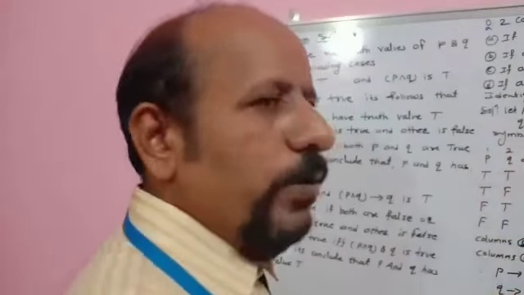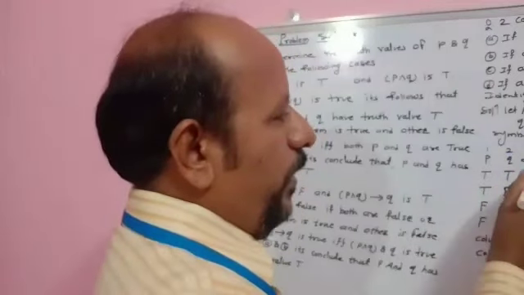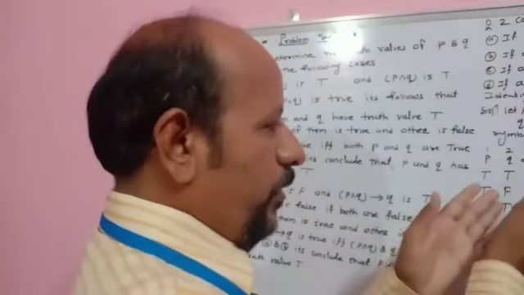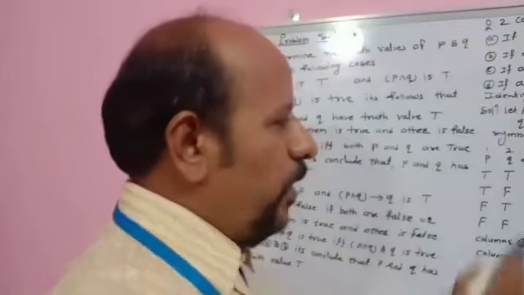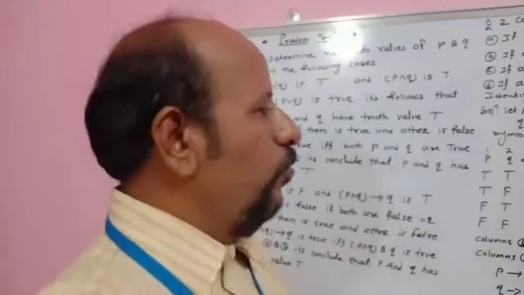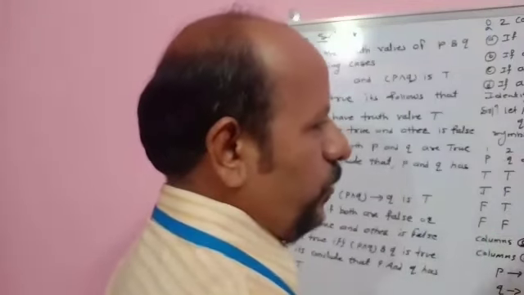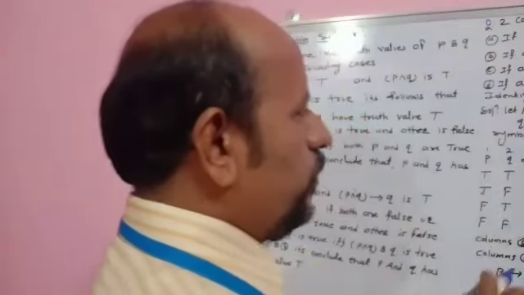When we draw the truth table, we know that P is T, T, F, F, Q is T, F, T, F, negation P is F, F, T, T, negation Q is F, T, F, T. P implies Q: we know that in P implies Q, T, F gives F, otherwise true.